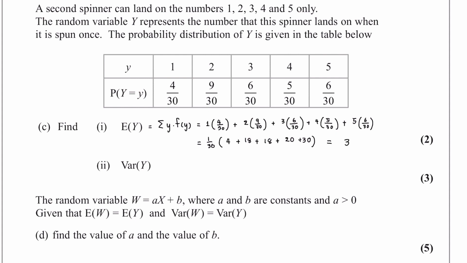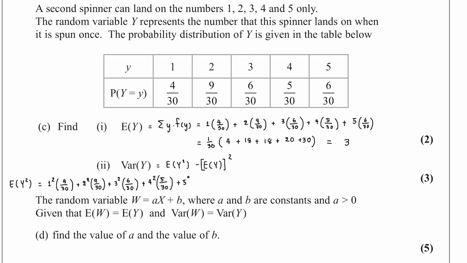For the variance of Y, it is the expected value of Y squared minus the expected value of Y squared. So first of all, we have to find the expected value of Y squared, which is 1 squared times 4 over 30 plus 2 squared times 9 over 30. We keep going the same pattern: 3 squared times 6 over 30 plus 4 squared times 5 over 30 plus 5 squared times 6 over 30. And the answer is 10.8. So that means the variance of Y is 10.8 minus 3 squared, which is 1.8.